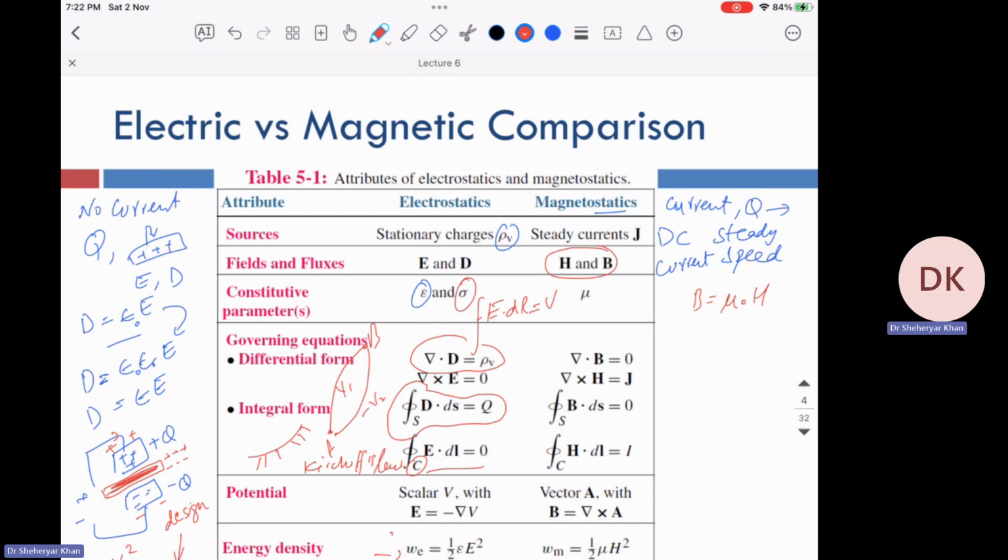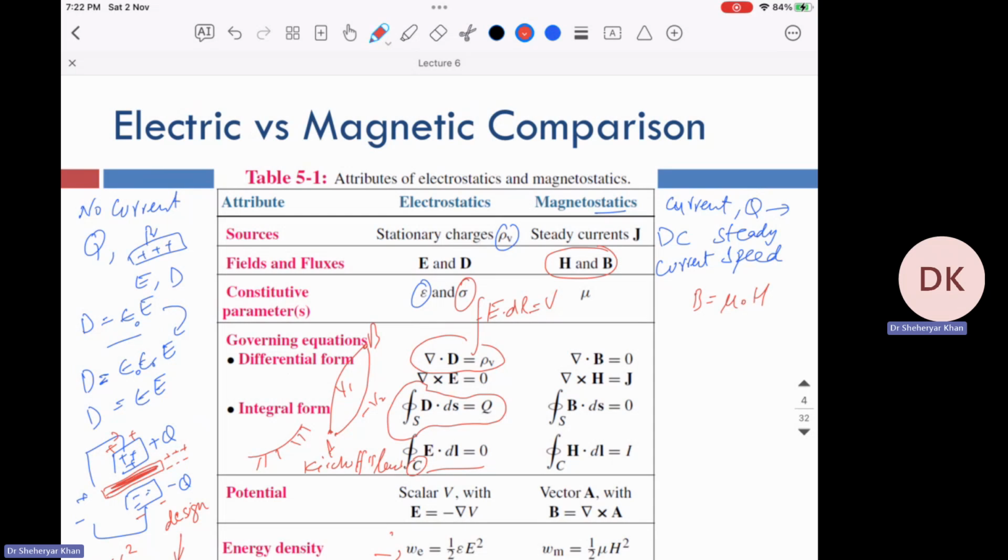So H dot dl is current. That means the magnetic field intensity line integral is equal to current. But here, the line integral of E is voltage, right? That means the source of magnetic field is current here. B dot ds is zero, it is not charge. That means there is no such thing as a charge equivalent in the magnetic field. But the magnetic flux through a closed surface is zero, right?